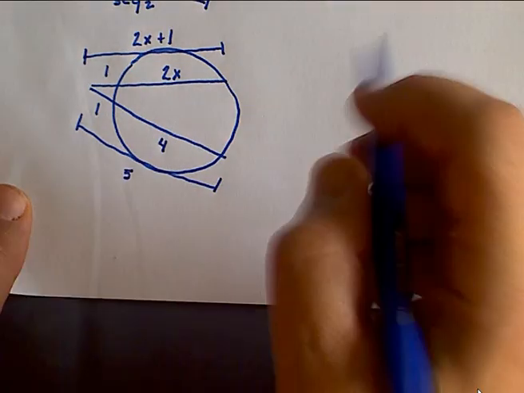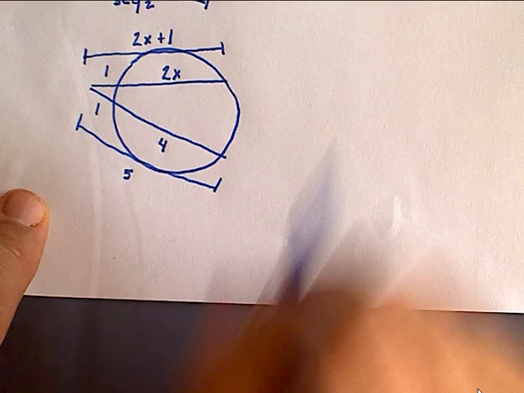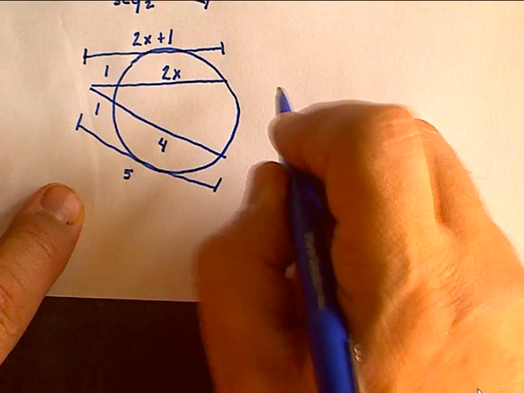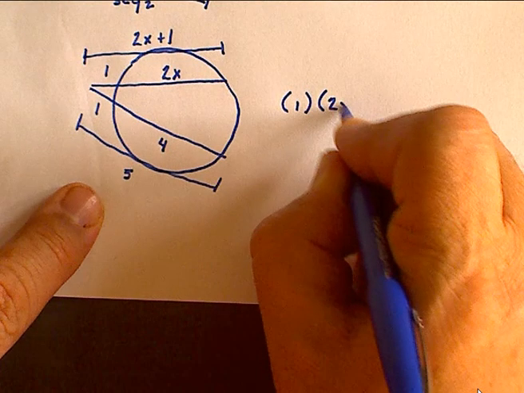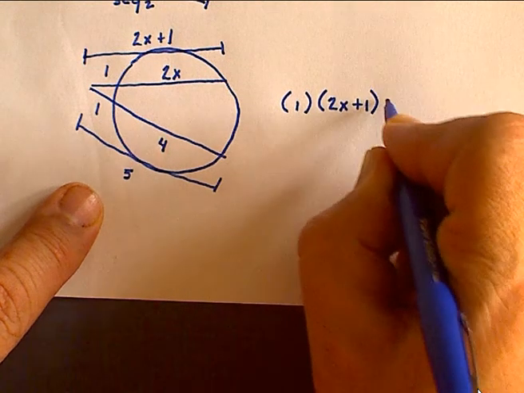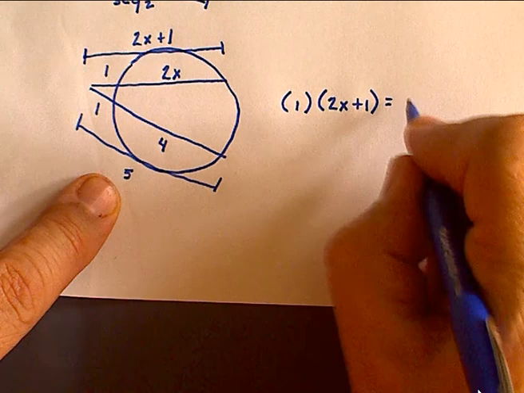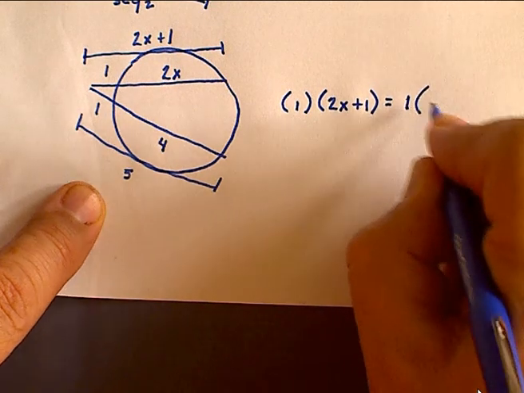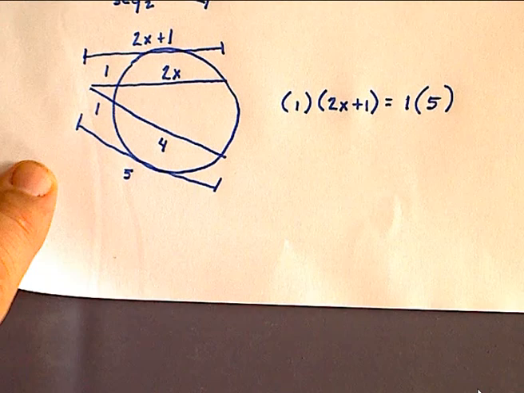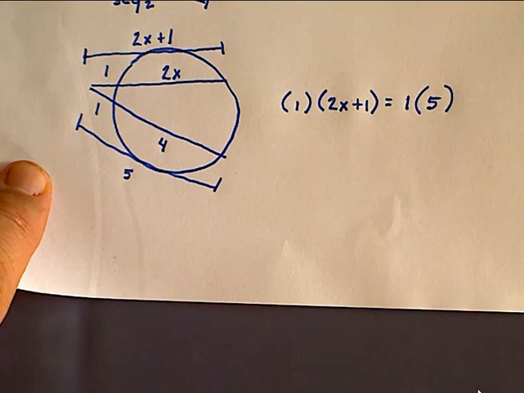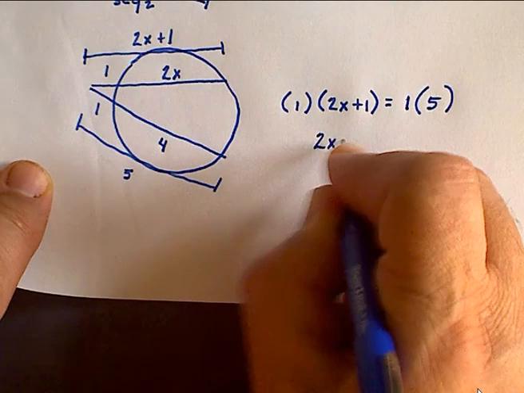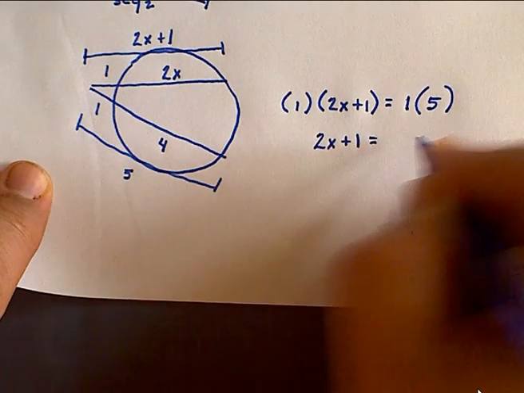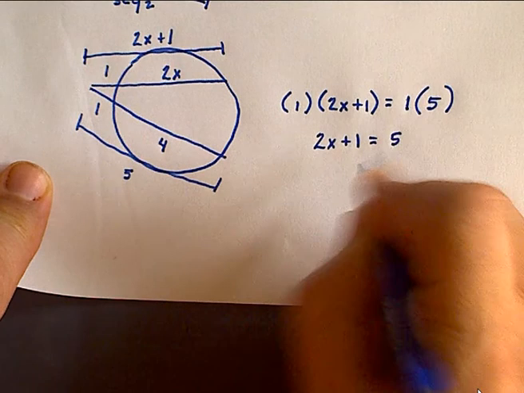So based on the formula we just talked about, if I take the external segment times the secant segment, that must equal the external segment times the secant segment of the second one as well. Well, this one isn't too bad. Multiplying by 1, it just stays the same here. Okay, and this is 5. Subtract the 1.